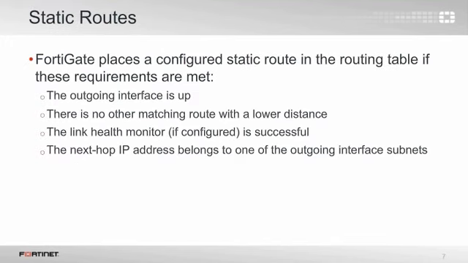FortiGate adds a static route to the routing table only if all these requirements are met. The outgoing interface is up. There is no other route to the same destination with a shorter distance. The link health monitor, if configured, is up. The next hop IP address is in the same subnet as one of the IP addresses assigned to the outgoing interface.